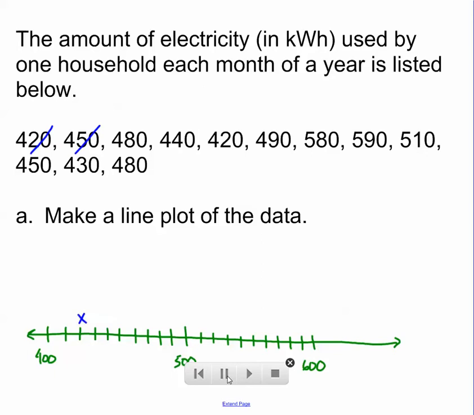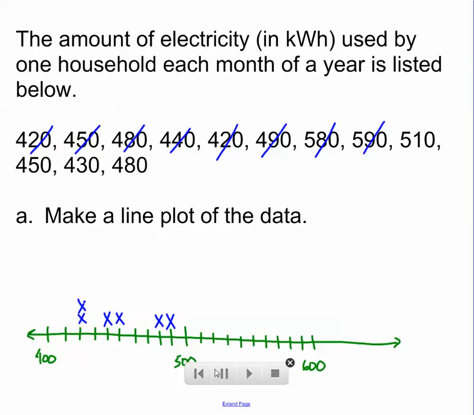420 and 450. We just put those two pieces of data on our line plot with an X. And we'll go right down the row. 480 and 440. Here's 480 right here, and here's 440 right there. 420 and 490. Now 420, it's the second time 420 has occurred, so what we do is stack those up on top of each other. And we have to be careful. We want to make every X the same size. I'll tell you why in a second.